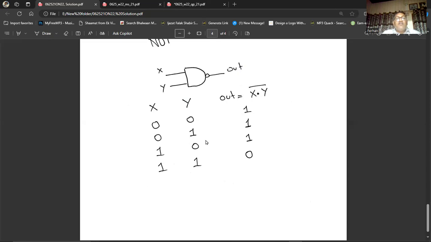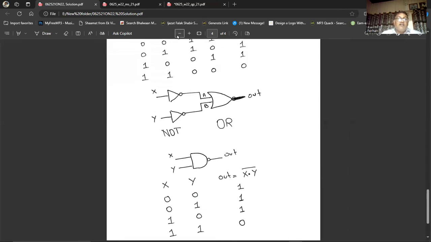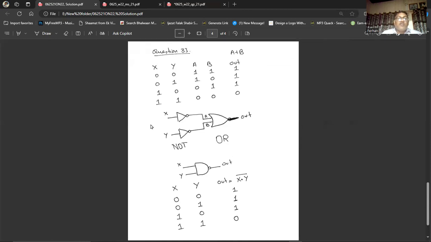So 1 multiplied by 0 is 0, invert it and you get 1. 1 multiplied by 1 is 1, you invert it and the 0 is the output. If you look at both the truth tables, these are the inputs, they are the same. The outputs are also the same. So this can be replaced with this. This is a NAND gate: an AND gate, and then in front of it, you have a NOT gate.